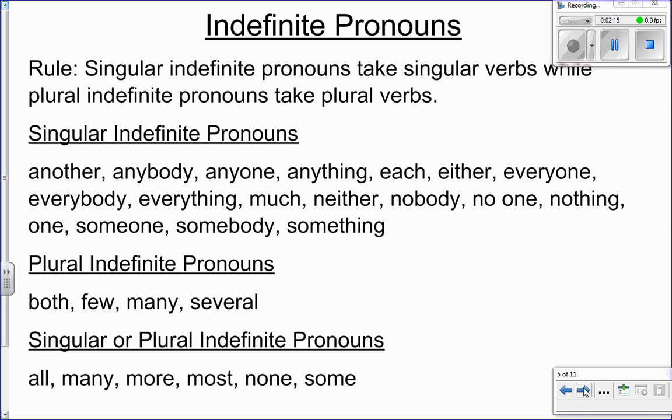Now, another situation that can become really tricky is when the subject of the sentence is an indefinite pronoun. Now, the rule that goes along with indefinite pronouns is that singular indefinite pronouns take singular verbs, while plural indefinite pronouns take plural verbs. Now, this list that you see, you've seen it before. You need to pause this screen and write down each list. When you're done, move on to the next screen.